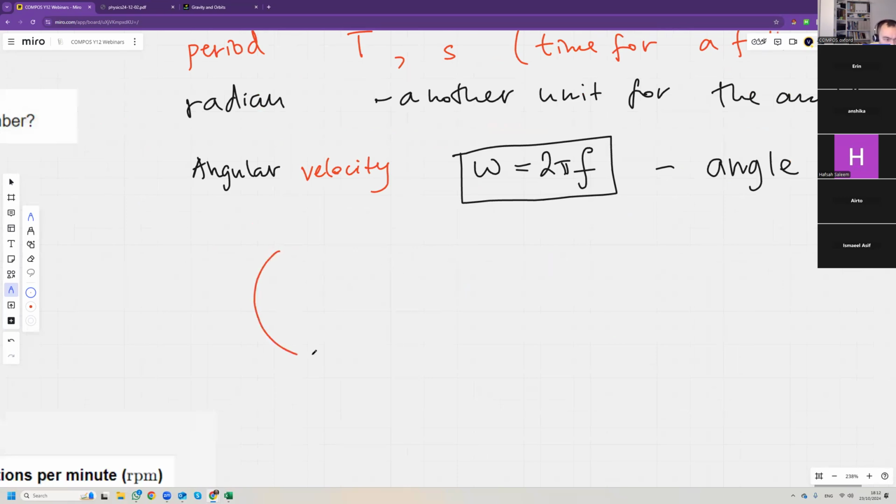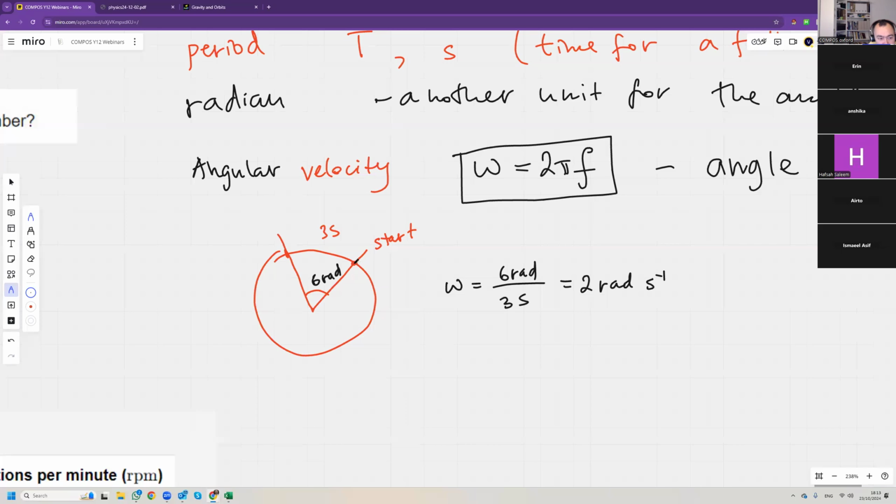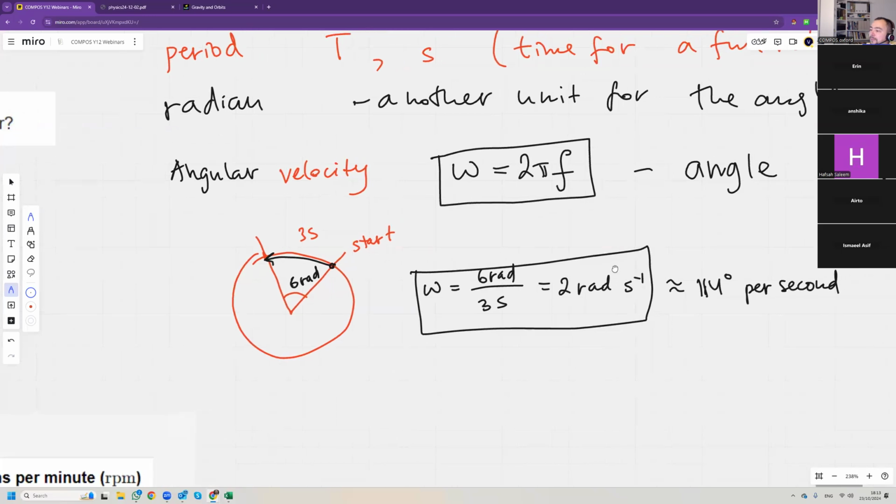Okay, all right, so let me just explain further. Suppose you start moving from this point. You start from here, and after 3 seconds, you are here. The angle measured in radians, for example, is 6 radians. Obviously 6 radians doesn't look like that, but let's suppose it is. Then your angular velocity is the angle that you turn, 6 radians, divided by 3 seconds. So that is 2 radians per second. That means that the moving object sweeps through an angle of 2 radians every second, which is approximately 114 degrees per second. Does that make sense now? On a scale of 0 to 10 again, please.